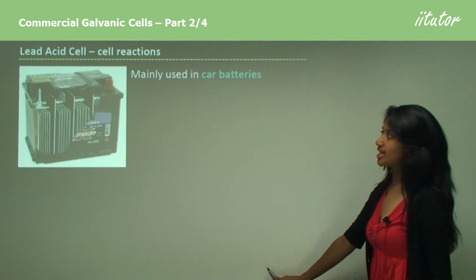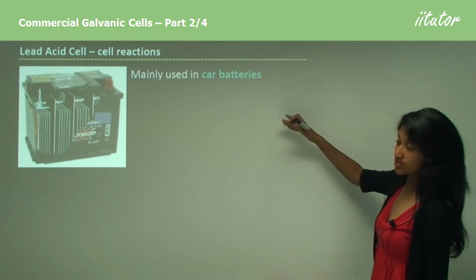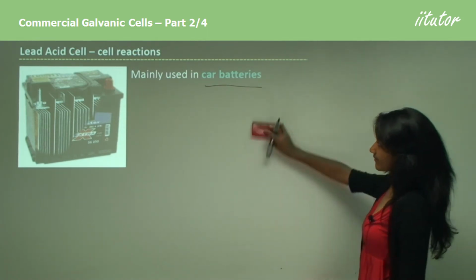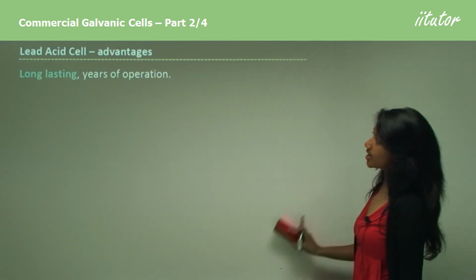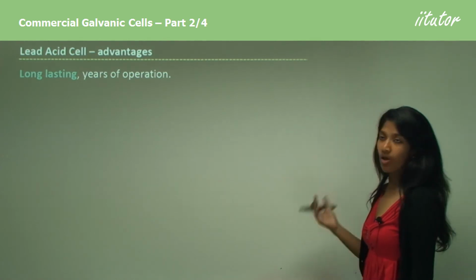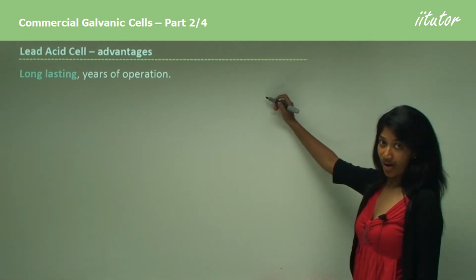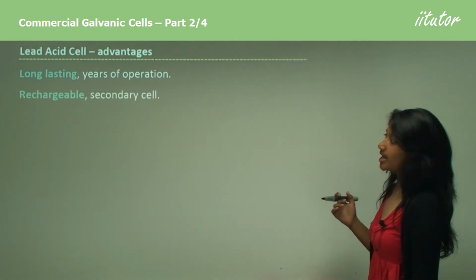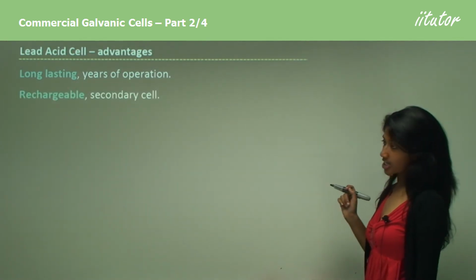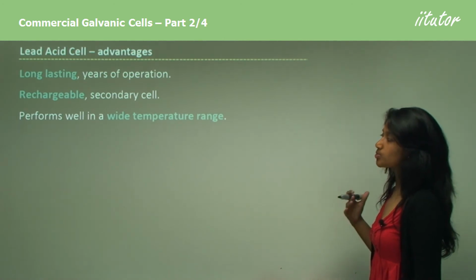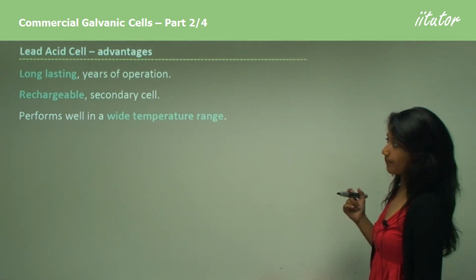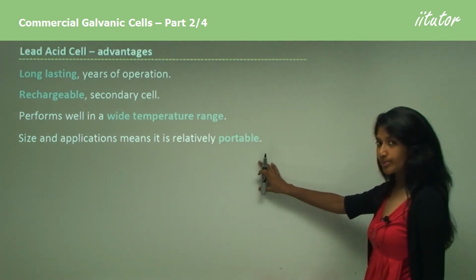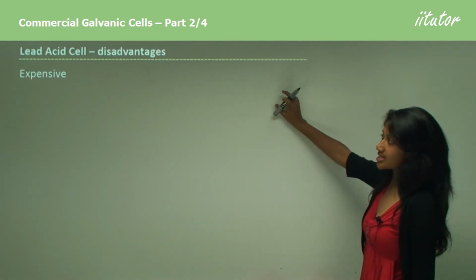Now let's move on to the lead acid cell uses. It's mainly used for car batteries, and that's its main use. The advantage is that it's long lasting, so it gives years of operation. Because it is a secondary cell, it can be recharged, and it performs well in wide temperature ranges. The size and application means it's relatively portable, but there are some disadvantages.